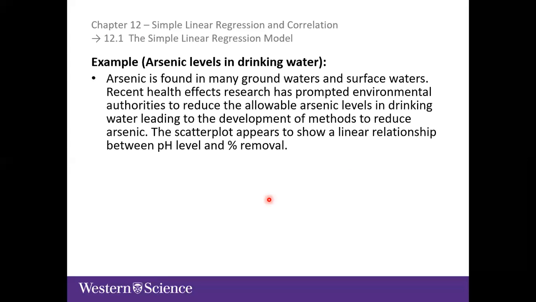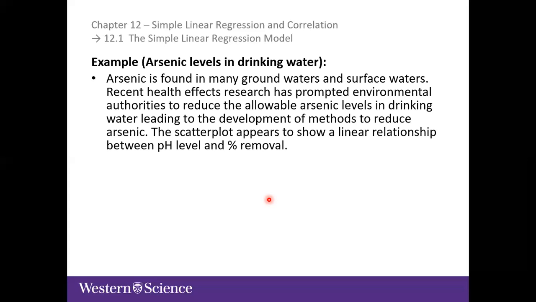So let's have a look at this one example. Arsenic level in drinking water. This kind of chemical is very toxic, but we can find it in the groundwaters or surface waters. So we want to make sure that the arsenic content is relatively low, especially in the drinking waters, because it would be harmful to human beings.